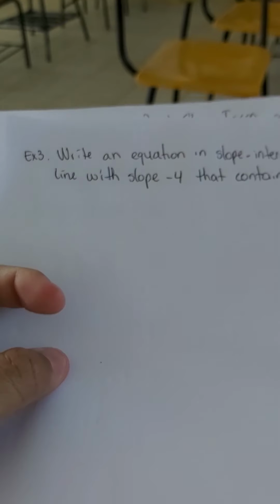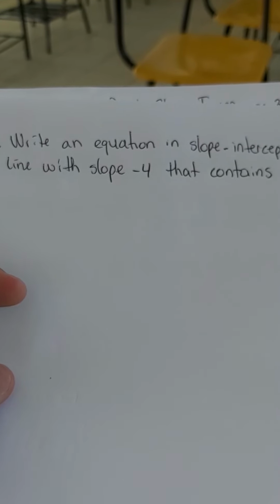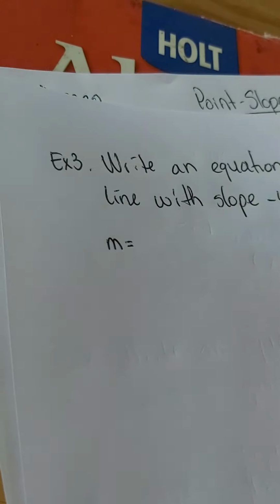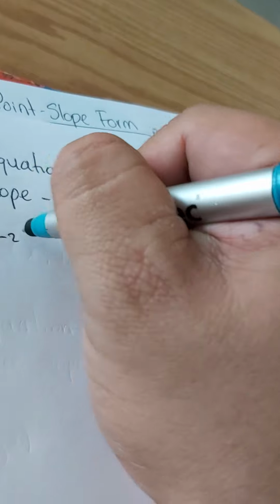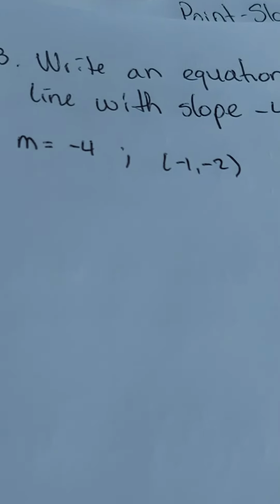Okay? Now, example 3 says, write an equation in a slope-intercept form. Remember the slope-intercept form, y equals mx plus b. Write an equation in a slope-intercept form for the line with slope -4 that contains point -1, -2. So let's write what information we have. They're giving us the slope equals -4, and they're giving us a point which is -1, -2. Okay, so we have these two pieces of information.